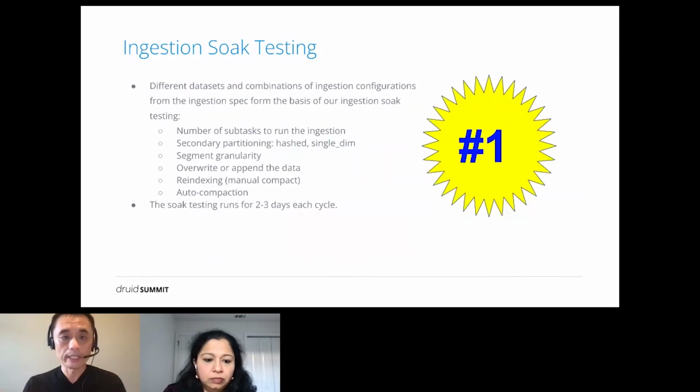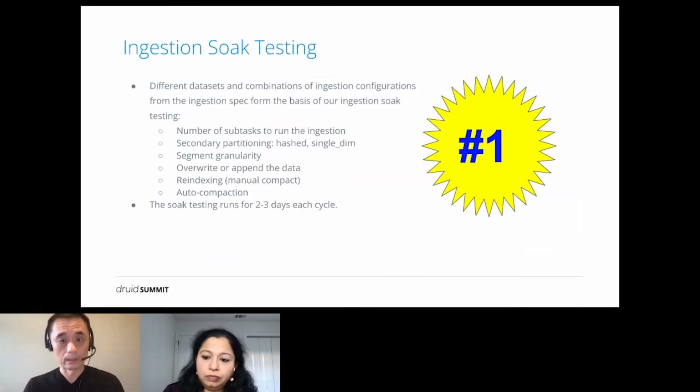So this ingestion testing, with the data shape and the configuration in the ingestion spec: if you have written a Druid ingestion spec, you know there are so many knobs that we can tune. For example, the number of subtasks, secondary partition, do you want to hash or single dim? Segment granularity, whether you want to override or append the data, reindexing or auto compaction, that kind of stuff. So a lot of those combinations put together form our basic ingestion soak testing.